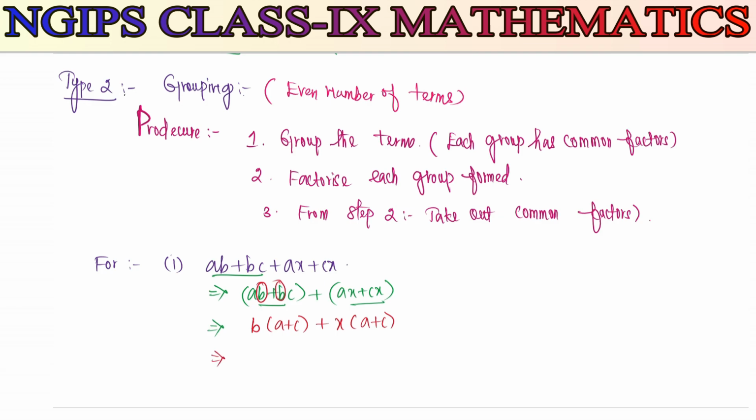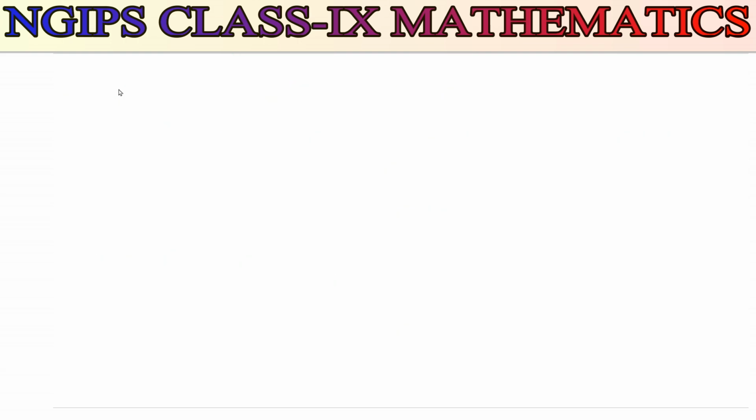Now again if you look at the two terms, you can take A plus C common, and the leftover we have to write in the bracket, it is nothing but the quotient B plus X. So this is the factor of this expression. This method we call grouping. Okay, now we are going to move to the exercise problems.